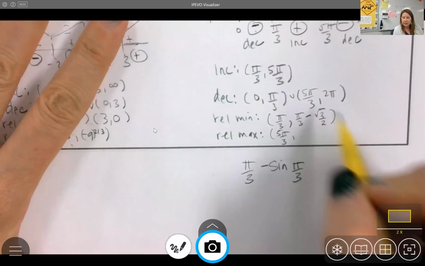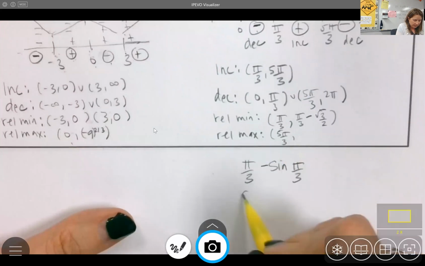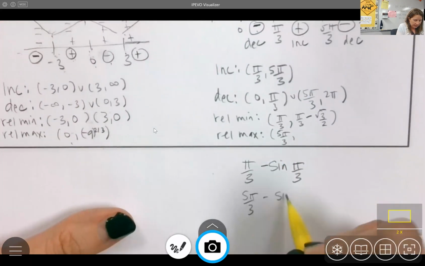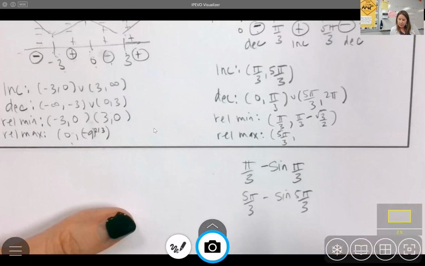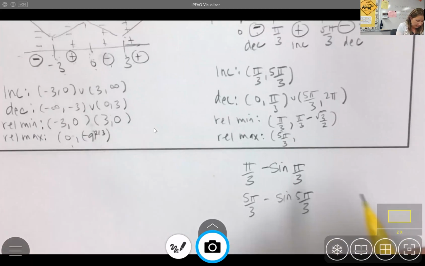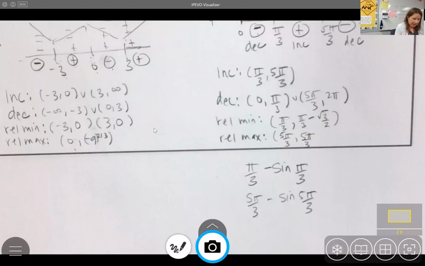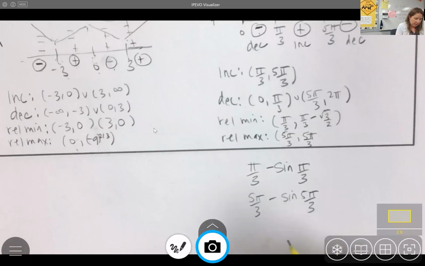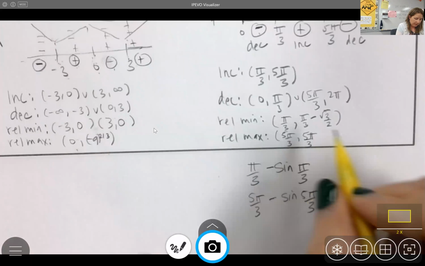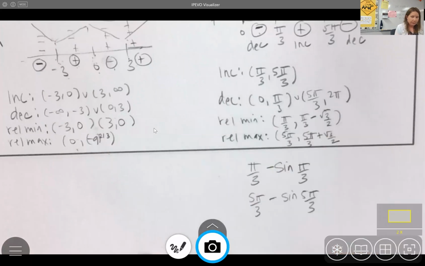Did I get that right? I hope I did. And then we're putting 5 pi thirds minus the sine of 5 pi thirds. Well, what do we know about 5 pi thirds? We know that it is down in the fourth quadrant. So the sign is going to be negative. So instead of putting minus root 3 over 2, I'm going to put plus root 3 over 2. So that would be our relative max and our relative min.